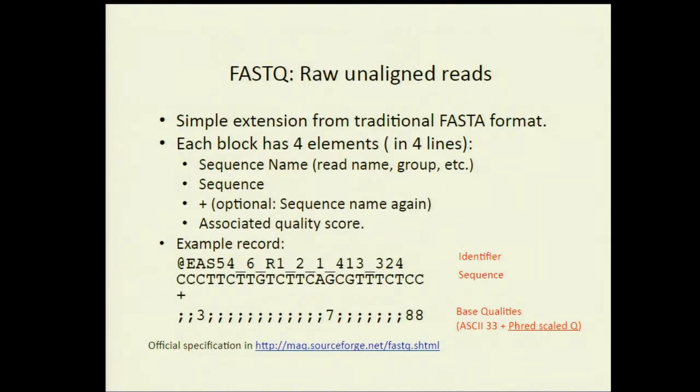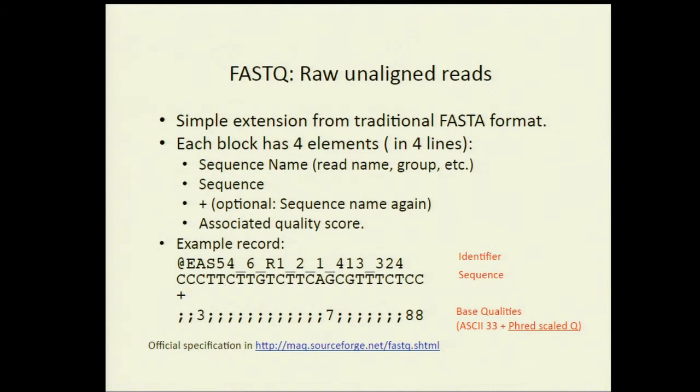So the FASTQ file looks like this. Again, this represents the raw output of the sequencing machine. The important piece is there are four lines here. The first one is a unique identifier for that particular read. Every read should have its own identifier. Then the actual base content of that read. So this is a 20 base pair read, and this is what the machine saw.